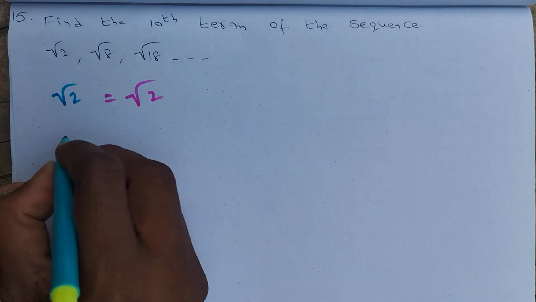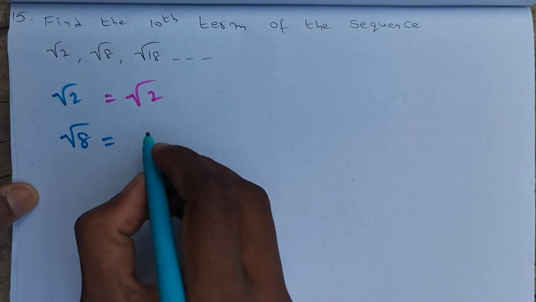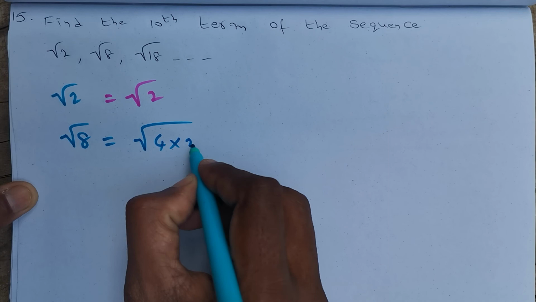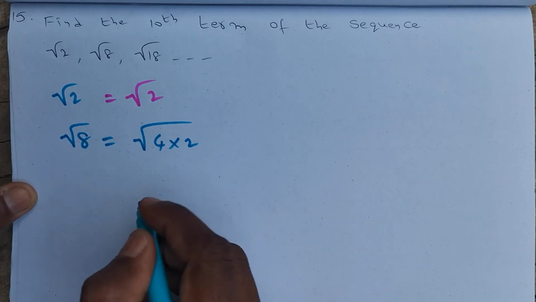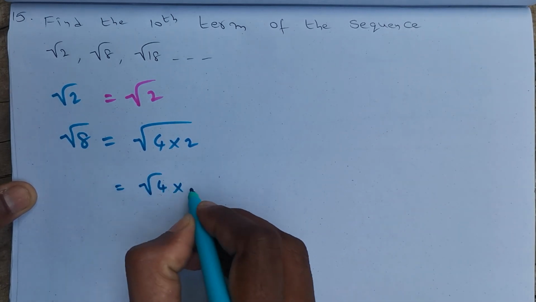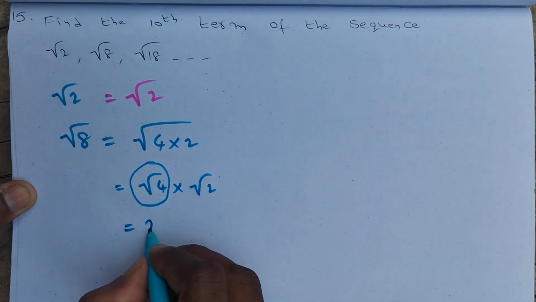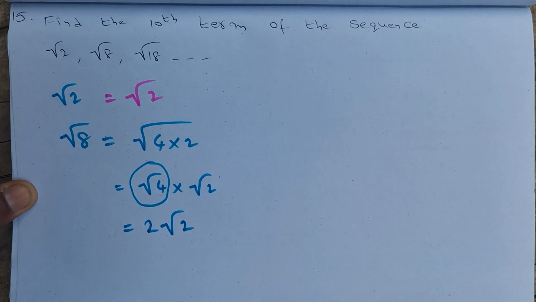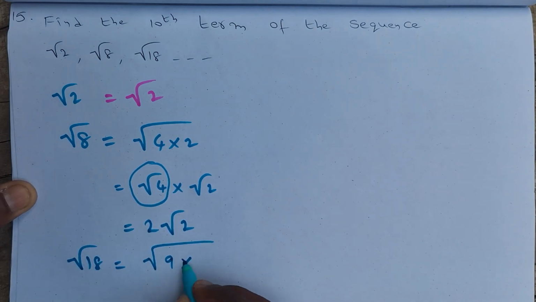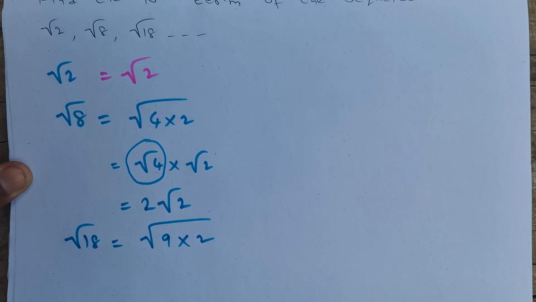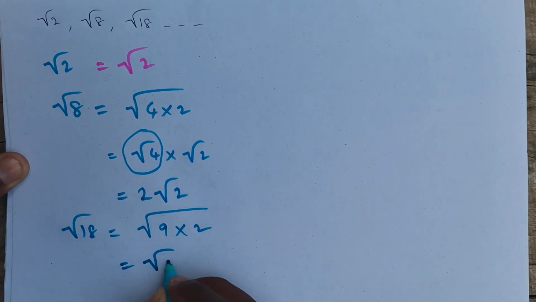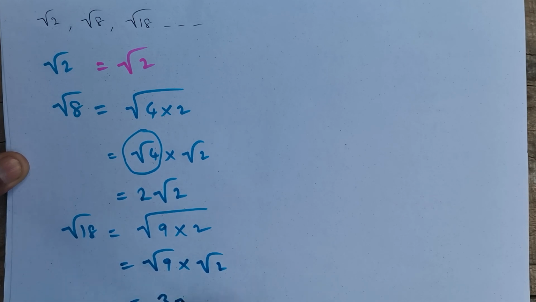Next, root 8 is there. Root 8 can be written as root of 4 times 2. Again, root 4 into 2 can be written as root 4 into root 2. This root 4 value is 2, so this will become 2 root 2. Next, the third term is root 18. Root 18 can be written as root of 9 times 2. Again, root 9 into 2 can be separated as root 9 into root 2. Root 9 is nothing but 3, so 3 times root 2.